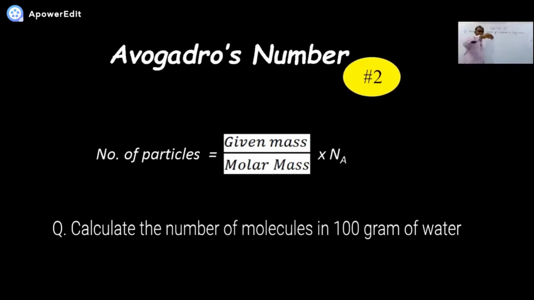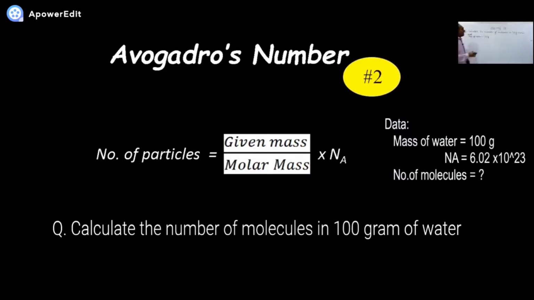I repeat, we have suppose 100 gram of water and we want to know how many molecules it has. So what is the data here? Data means what is given to you and what is asked. Mass of water is given. How many grams of water do we have? 100 grams.